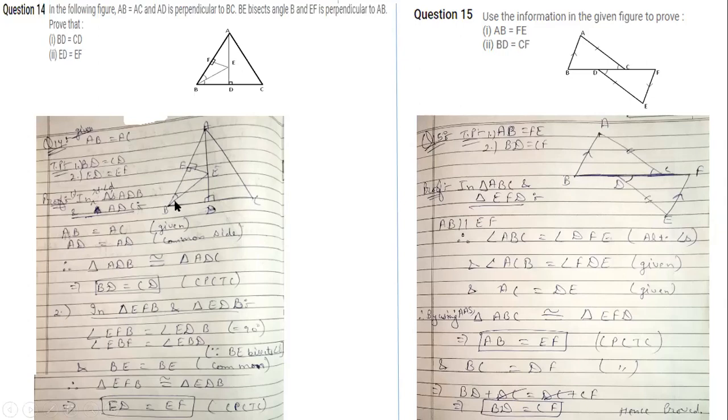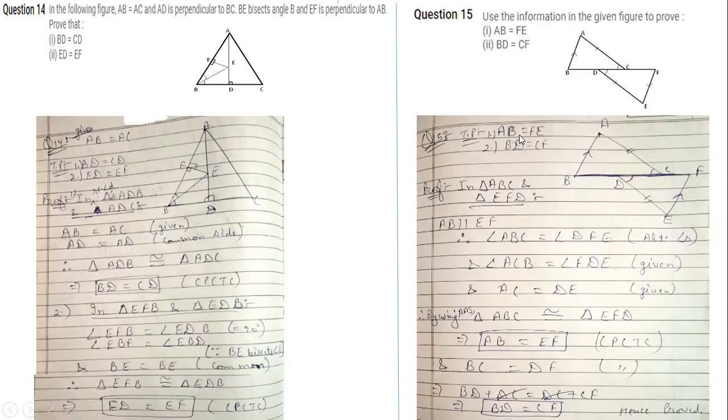If it bisects, that means these two angles are equal. BE bisects angle B, therefore these two angles are equal. And BE is equal to BE, common side. So by the angle side axiom, these two triangles are congruent. That means ED is equal to EF by CPCTC.